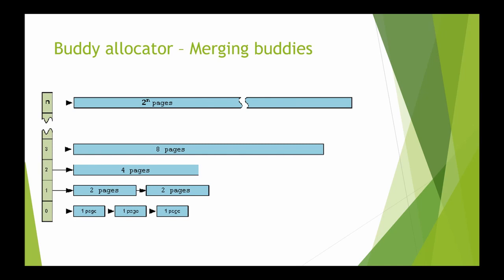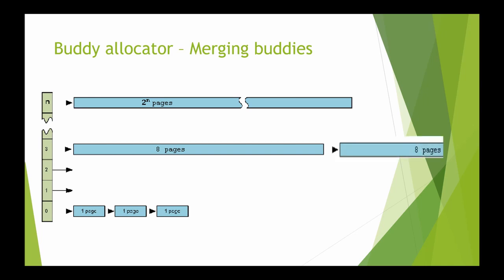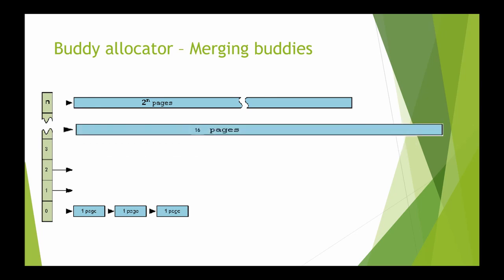In the same manner, we can merge smaller blocks into larger blocks. Let's suppose that we needed a 16-page block. We'd begin by merging the 2 2-page blocks into one 4-page block, then merge the 2 4-page blocks into one 8-page block, and subsequently merge the 2 8-page blocks into one 16-page block.